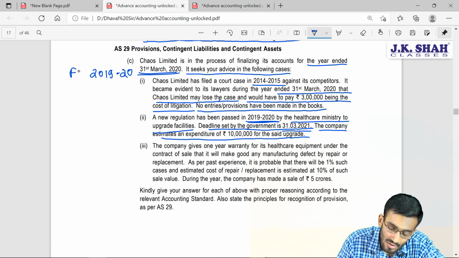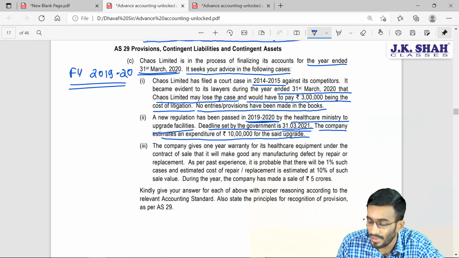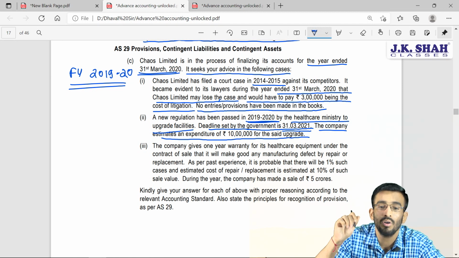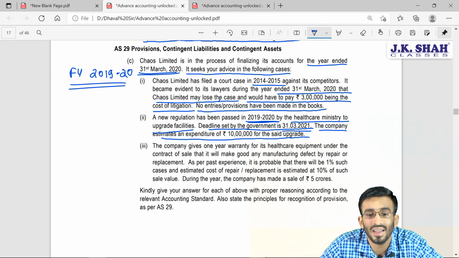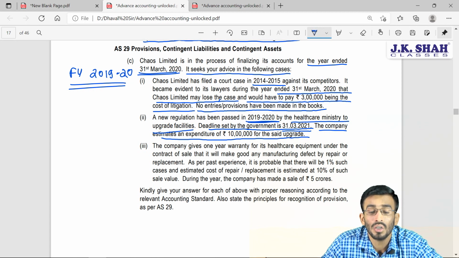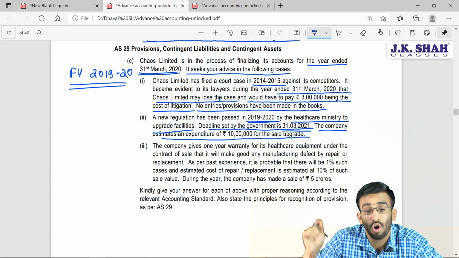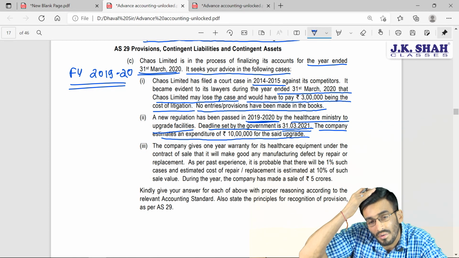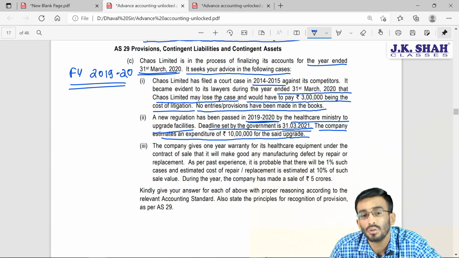See, for the financial year 1920, there is no present obligation, because the present obligation will come on 31st March 2021, because the deadline given is 31st March 2021. So by the time 31st March 21 comes, if we are unable to upgrade the facilities, then in that case we need to create a provision, because on 31st March 2021 we will have a present obligation to settle this item.